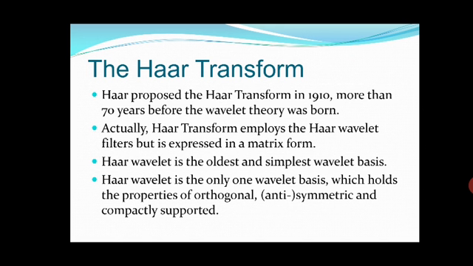It is like 70 years before the wavelet transform was born, and it is expressed in a matrix form. Like how we express the discrete Fourier transform in matrix form, similarly the operation will be performed. The oldest and simplest, it is the only wavelet basis which holds the property of orthogonality, that is anti-symmetric and compactly supported.